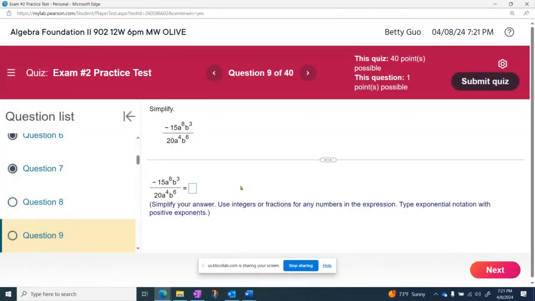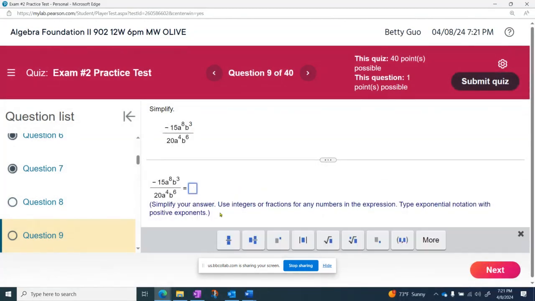Next question, simplify. Let me simplify right here. So firstly, it's still negative, right? It remains negative. And 15 over 20. 15 and 20 have a common factor of 5. So divide 15 by 5, I have 3. Divide 20 by 5, I have 4. So that's the numerical part, on the top and the bottom.